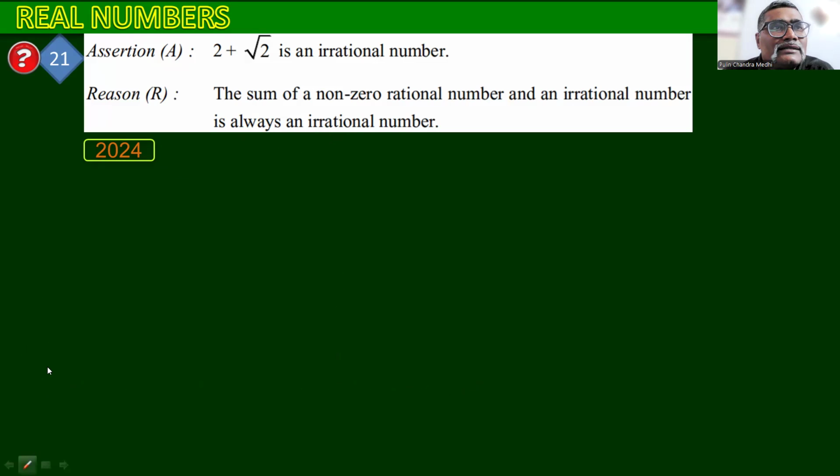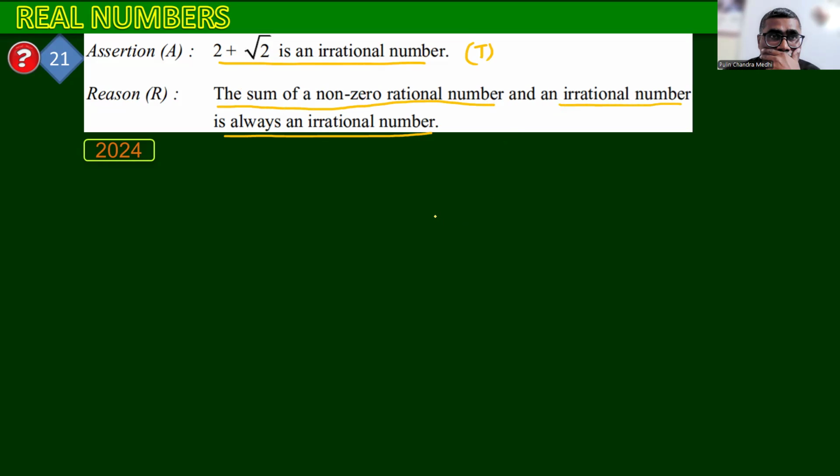So what they have said, just mark this here itself. You'll be doing 2 plus root 2 is an irrational number. Yes, true. Why? Root 2 is irrational, so you are adding it with a rational number, so it will be irrational. Okay, fine. The sum of a non-zero rational number and an irrational number is always irrational. Is it true? Yes, it is true. And this is what we did here. 2 is a non-zero rational number. So it's a correct explanation.